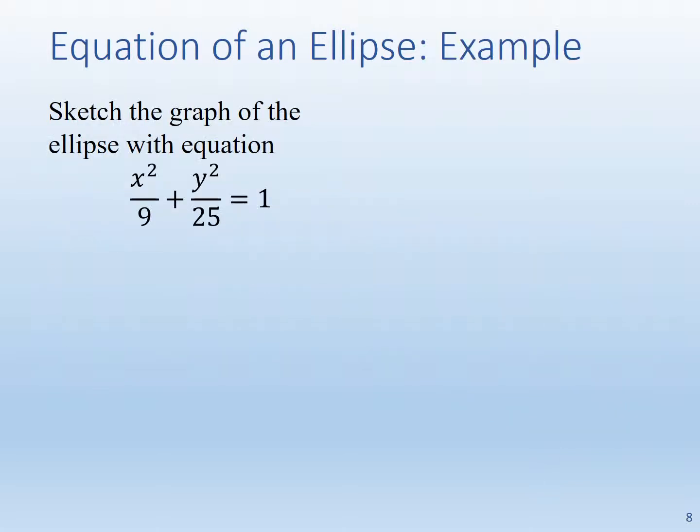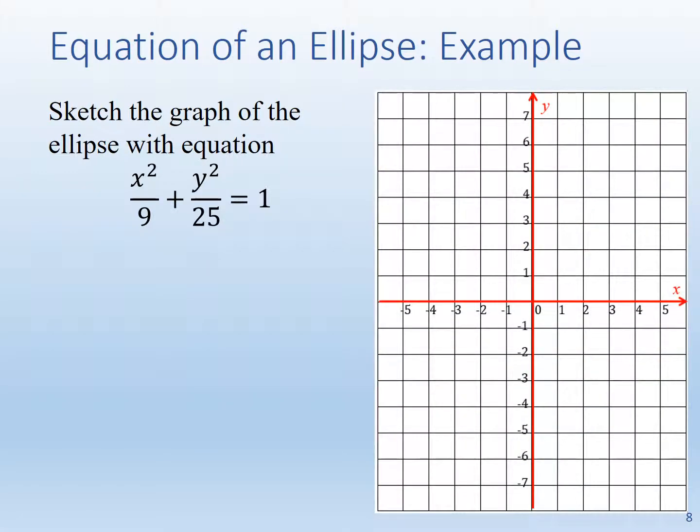So in this example, we want to sketch the graph given the equation. We can see that our value of a is 3, because we've got 9 there, and the square root of 9 is 3. And the value of b there is 5. So that means our x-intercepts will be plus 3 and minus 3, and our y-intercepts will be plus 5 and minus 5. So all we've got to do now is join those up in a smooth curve, and that'll give us our ellipse. We can find other points in between by putting x equal to values such as 1 and 2.